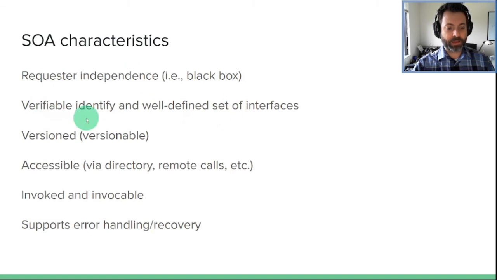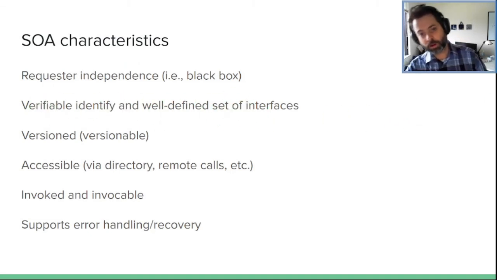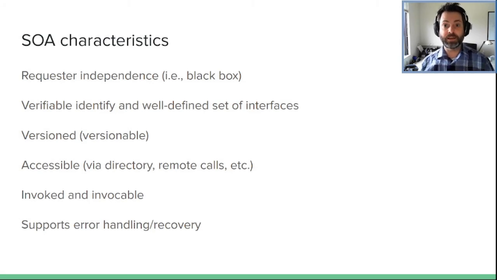So we also have a verifiable identity and a well-defined set of interfaces. That means that I can't just put any service in. I need to make sure that it's the service that I need, right? So I'm not just injecting a Trojan or something bad into my system and it's just going to work. But it needs to be addressable. I need to call it. It needs to be known. And it also needs to provide an interface. And that interface is how we talk. That's the input and output expectation of our black box.